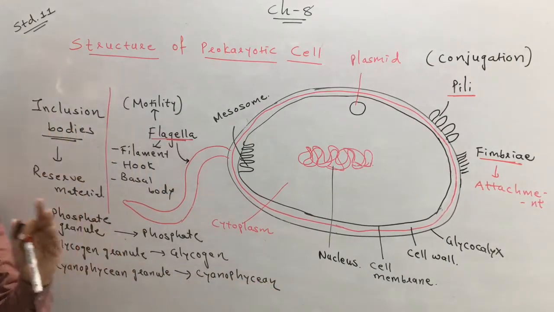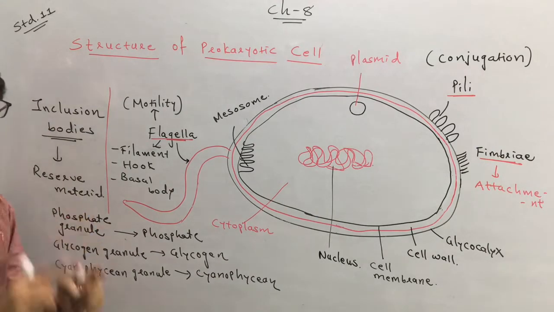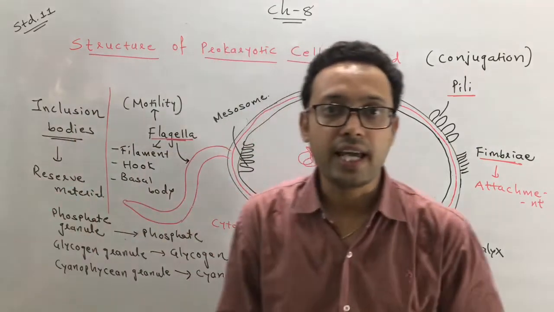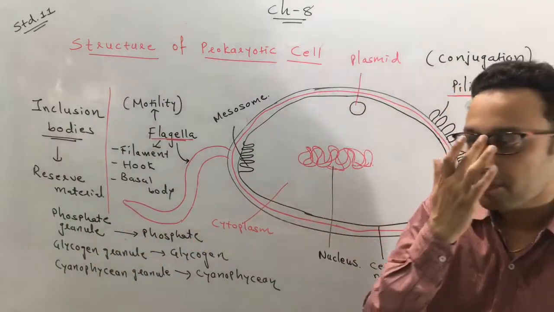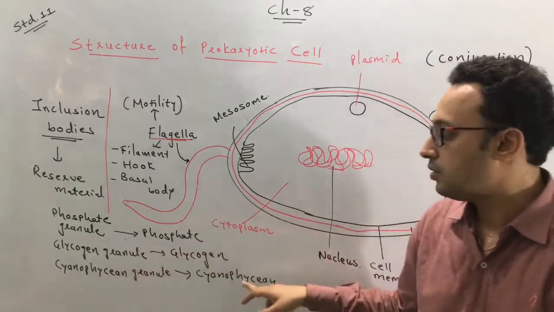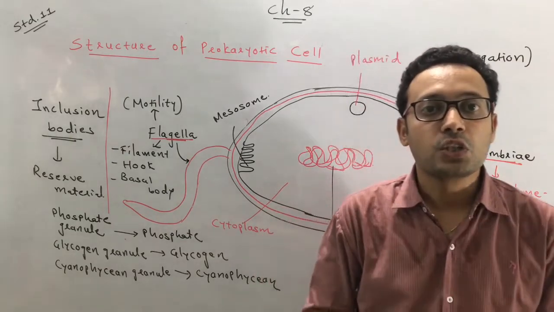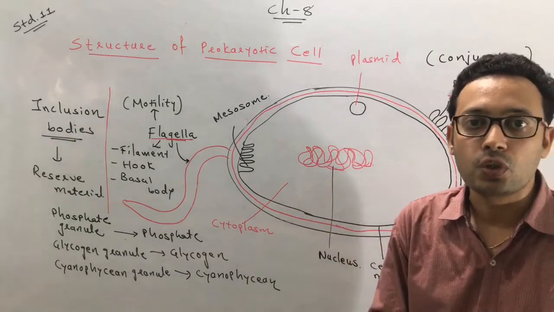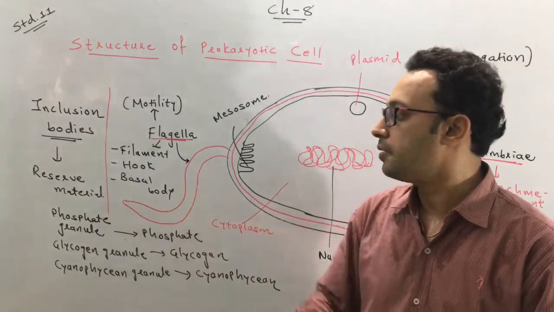So the ultimate thing is that they are named based on the material they store. For example, phosphate granule stores phosphate. Glycogen granule stores glycogen. Cyanophycean granule stores cyanophycean, a kind of pigment. So based on the reserve material they possess, they are named.